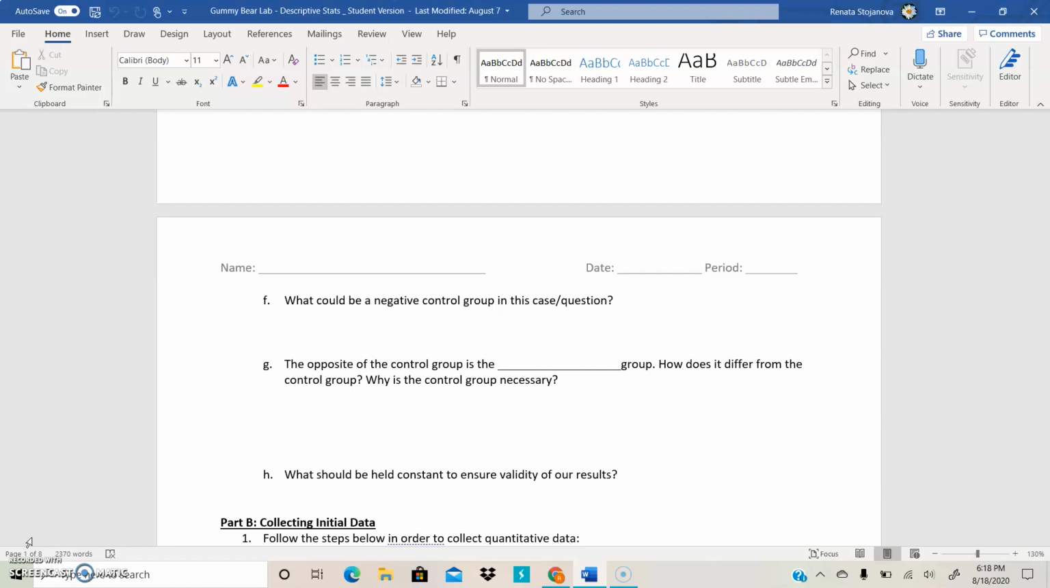And lastly, part H, what should be held constant to ensure that your results are valid? And the answer should be everything else but your independent variable needs to be kept constant. Temperature, time of the day, the person who's experimenting, the volume of the solutions, everything else besides that one thing needs to be held constant or controlled.